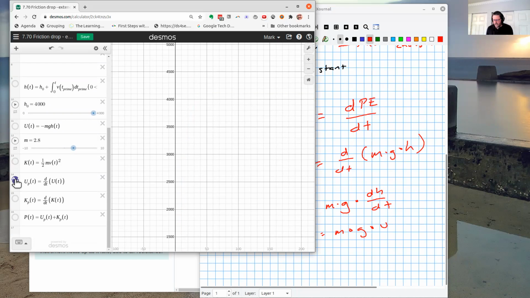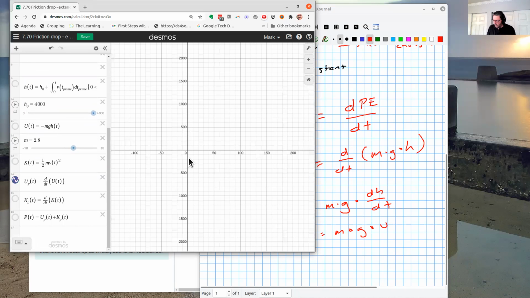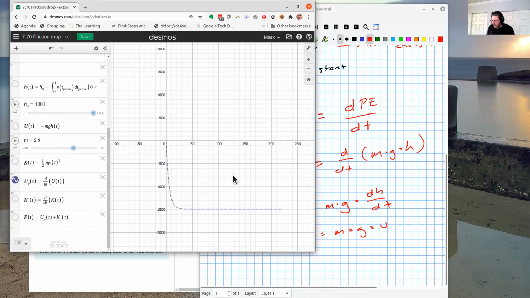And then I've also got the derivative of the potential energy, which was the key one that we really wanted to know. Eventually that stops changing. There it goes. So this is how the derivative of the potential energy is decreasing, so it's negative, but then it stops changing after a while. The rate of it stops changing. It's constant after a while.